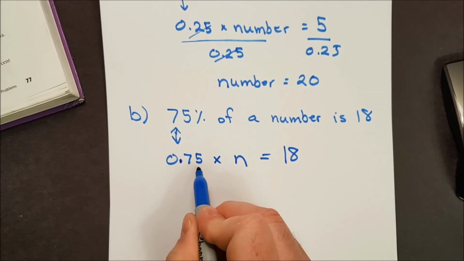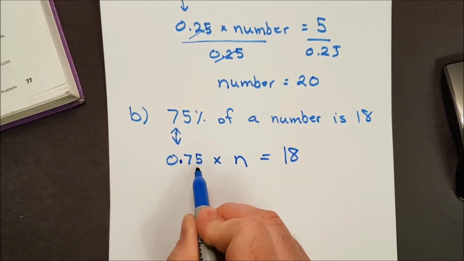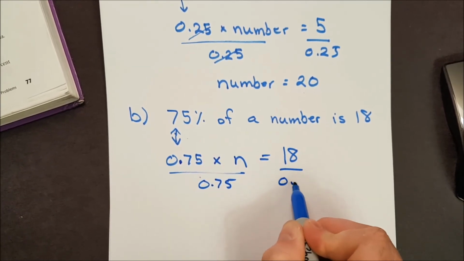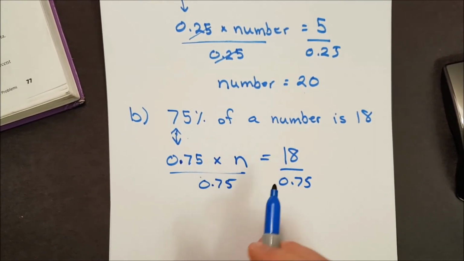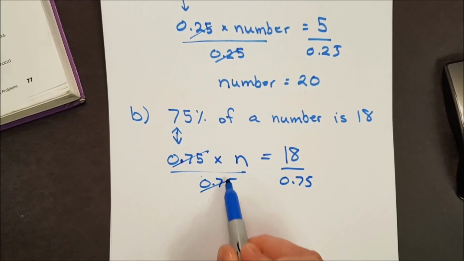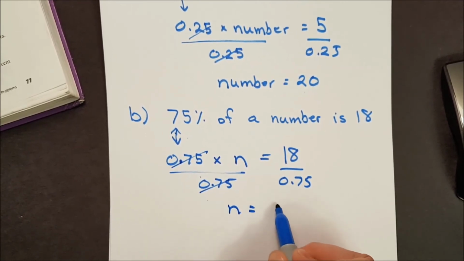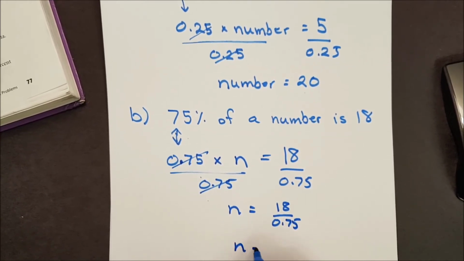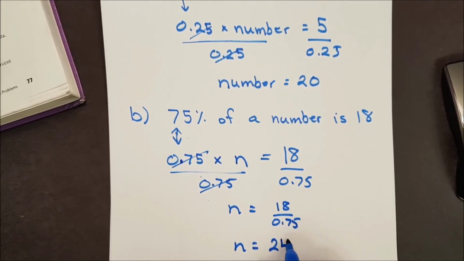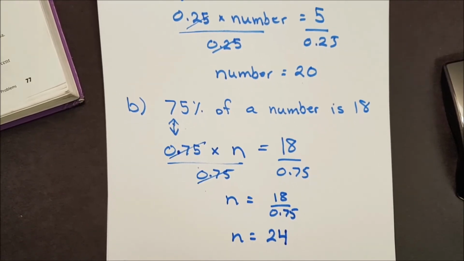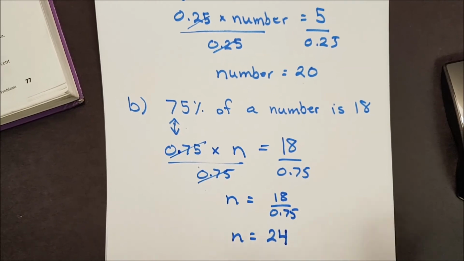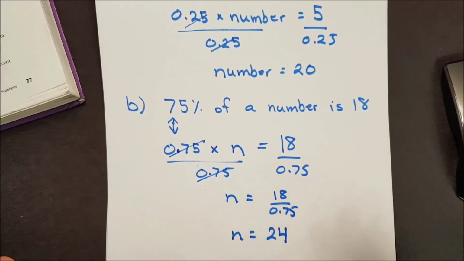We want to remove this 0.75 on this side, so we have to divide by 0.75 on both sides. Well, we want to isolate n, that is. This divided by this is 1, n equals 18 over 0.75, and n equals 24. Okay. Much faster, much easier, but do remember using the diagrams and the number lines will help you solve more difficult problems in the future.